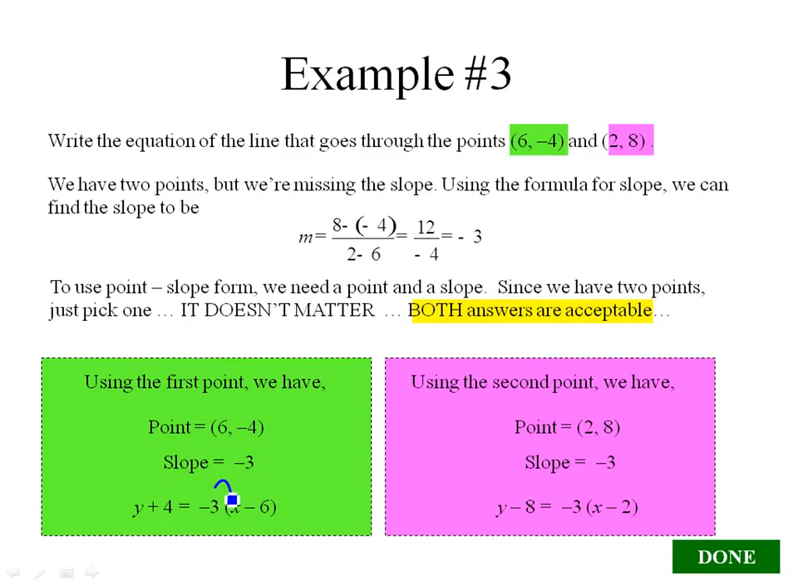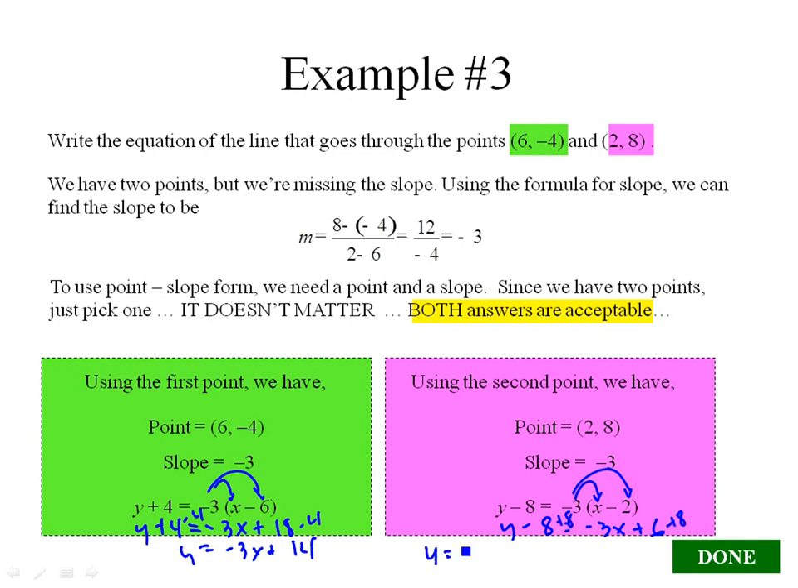And here, if you just multiply, let's put it in slope-intercept form. You get y plus 4 equals -3x plus 18. Subtract the 4, you get y equals -3x plus 14. Over here, you'll get y minus 8 equals -3x plus 6, and you add the 8 to both sides, and you get y equals -3x plus 14 again. So look, it doesn't matter which point you use, you get the same answer.